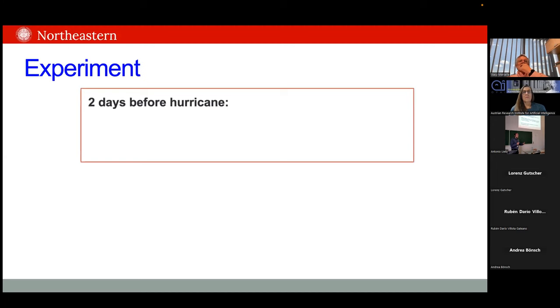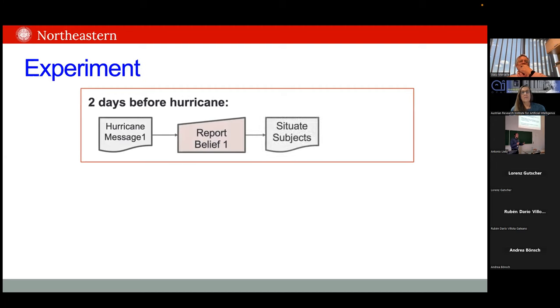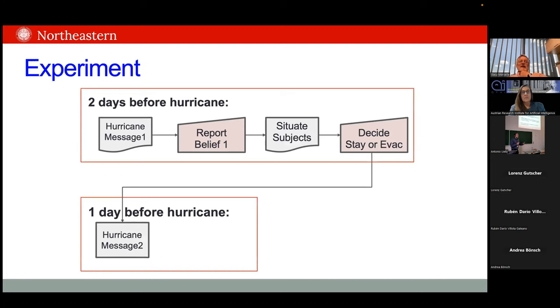And so the experiment is, 2 days before the hurricane, the subjects get a hurricane message. They report a belief. We situate the subjects in a building. They're on the first or third floor, for example. And they have to decide whether to stay or evacuate. 1 day before the hurricane, they get a new message, which either strengthens or weakens the hurricane, and they report belief. I'm only going to talk about the subjects who stay. Once they stay, it's too late for them to do any other action. They can't evacuate because evacuation is no longer possible 1 day before the hurricane. So basically, they are forced to do emotion-focused coping 1 day before the hurricane hits.